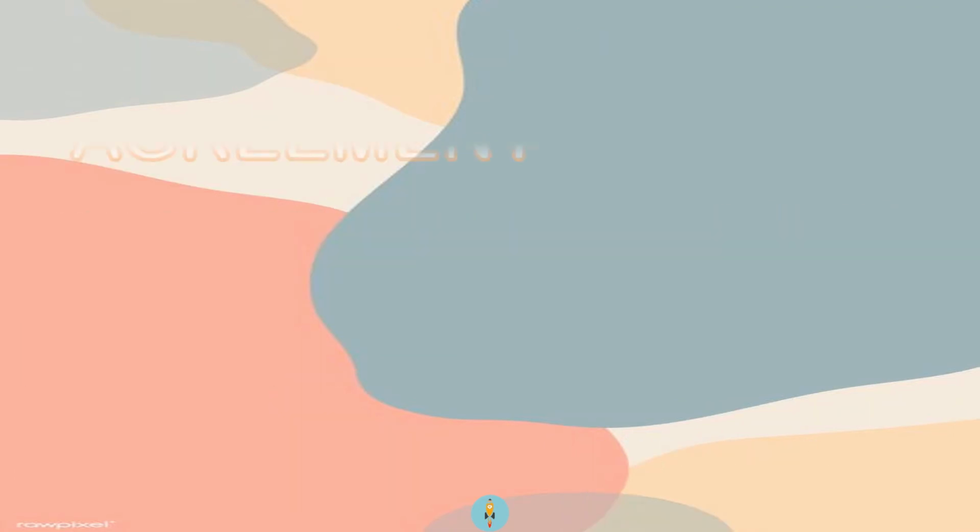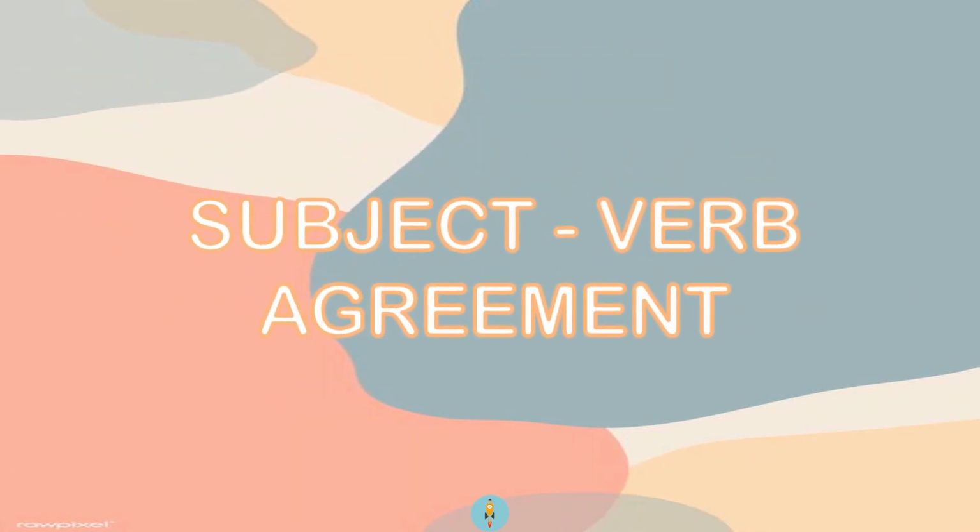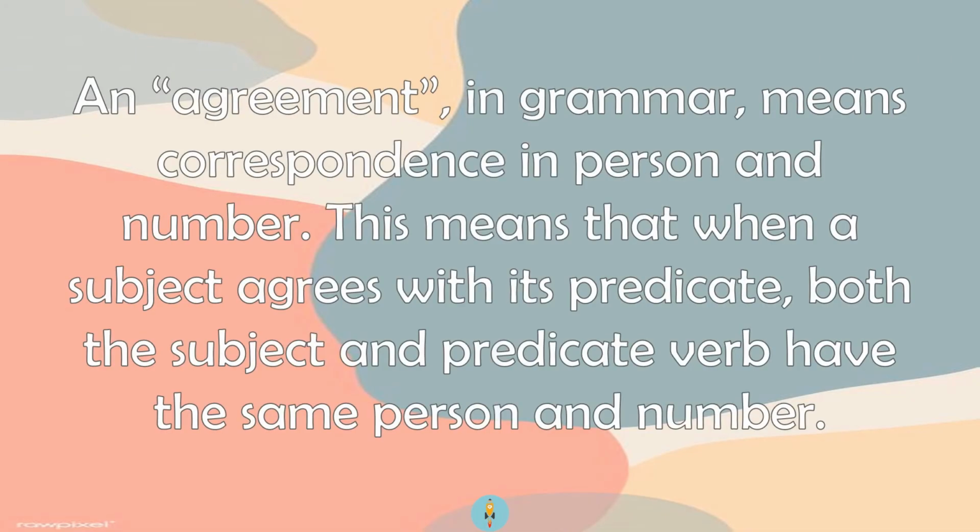Now let's talk about subject-verb agreement and how it works. An agreement in grammar means correspondence in person and number. This means that when a subject agrees with its predicate, both the subject and predicate verb have the same person and number.